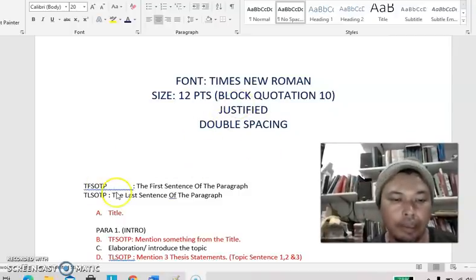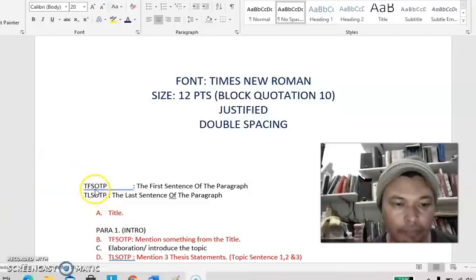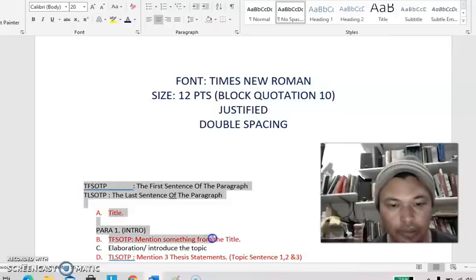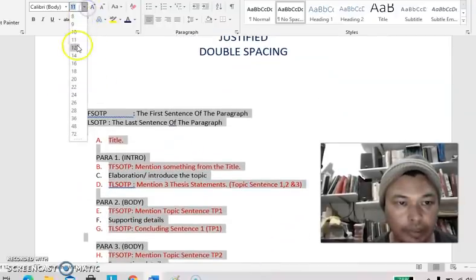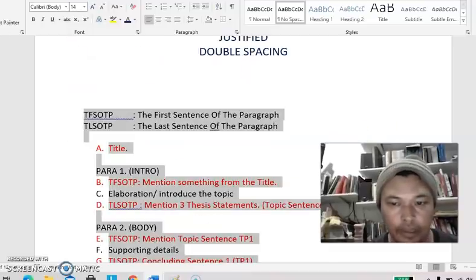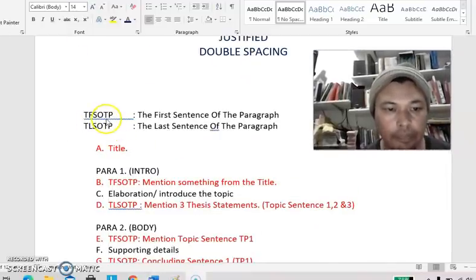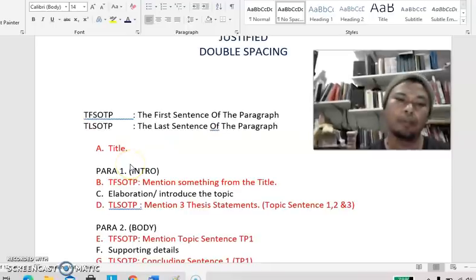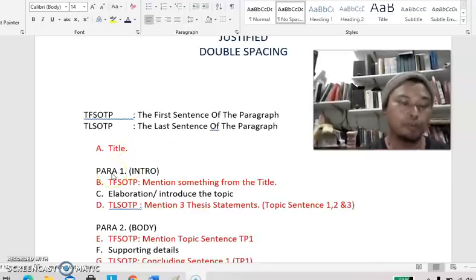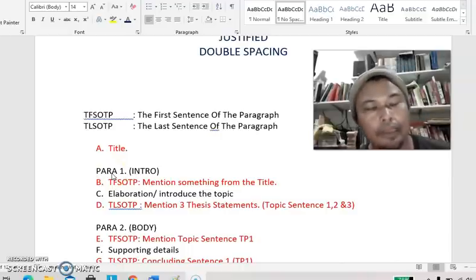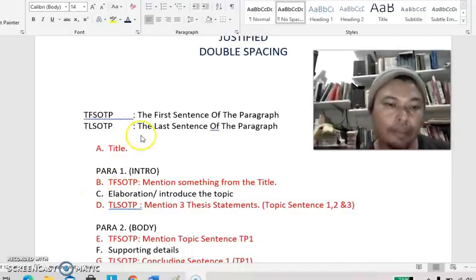Here I'm going to expose you to something: TFSOTP. What are they? All right, I'm going to enlarge it a bit. TFSOTP means the first sentence of the paragraph, and TLSOTP means the last sentence of the paragraph. What are they? As I've provided you the example of the essay, the five paragraphs.